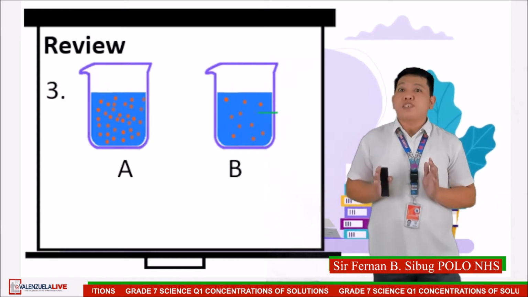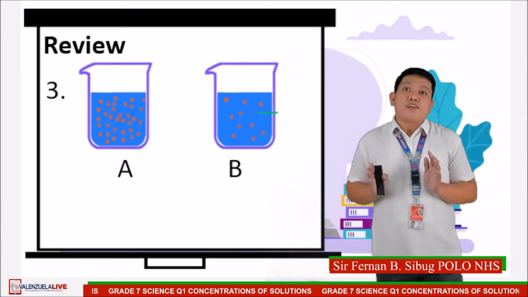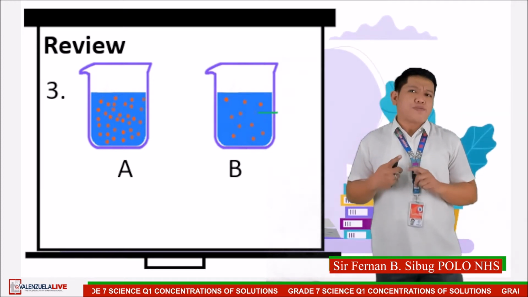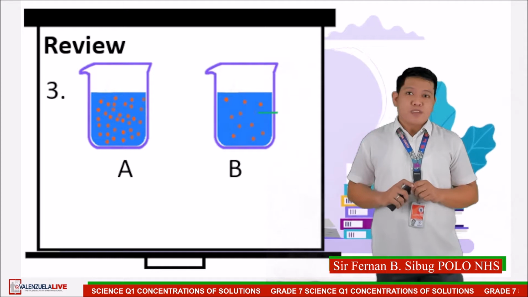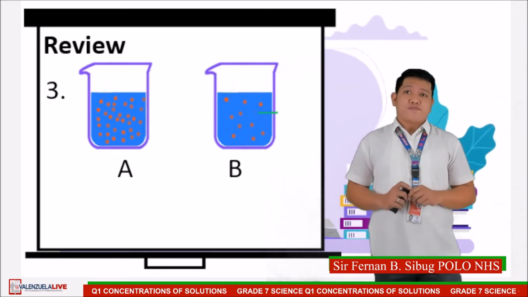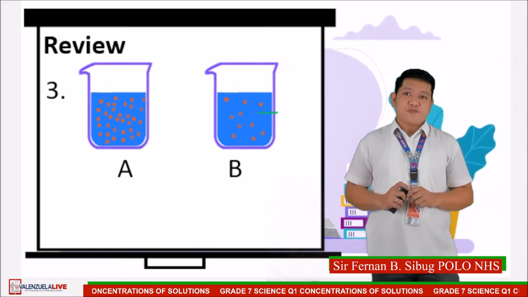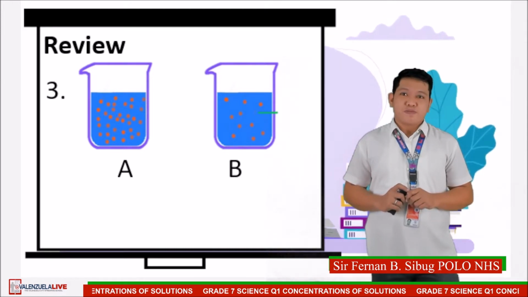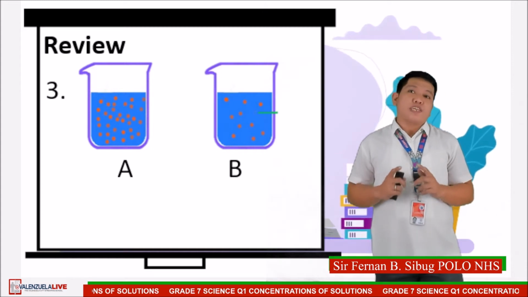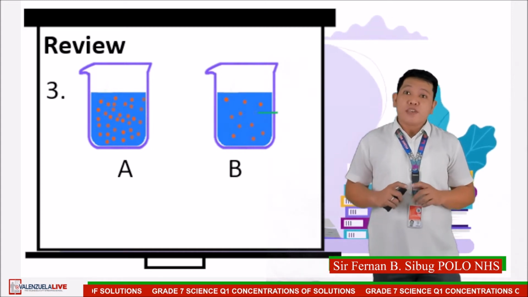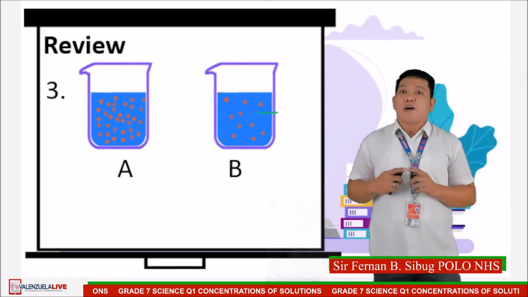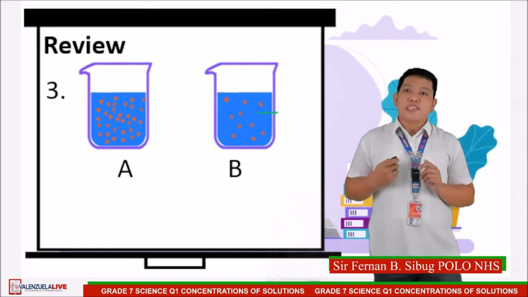The two pictures represent a particular representation of these two solutions. How will you classify solution A? Is it concentrated or dilute? Correct. Solution A is an example of a concentrated solution because there is a greater amount of solute dissolved in the given amount of solvent. Here's the last one.